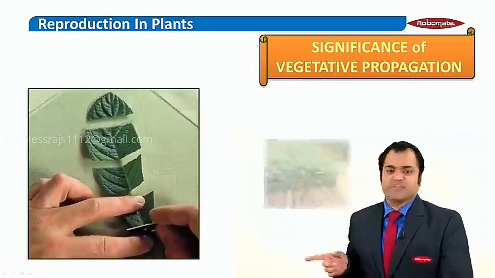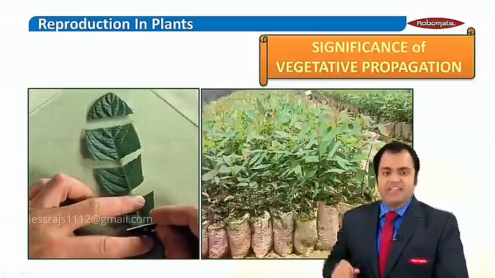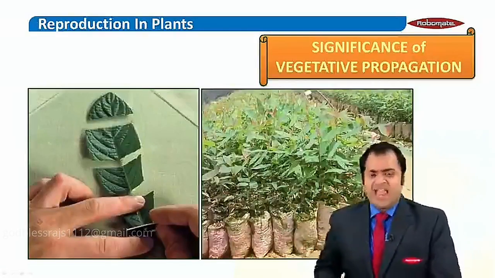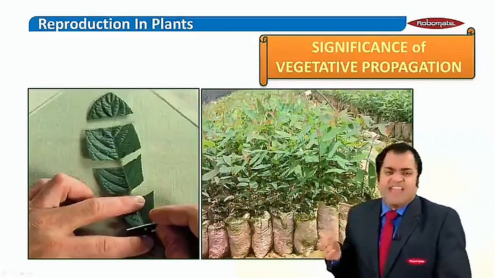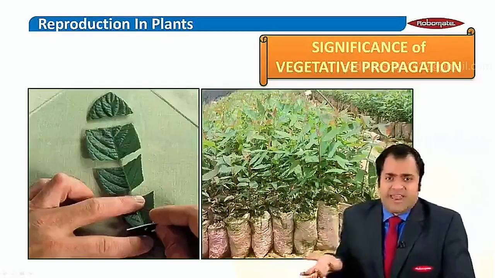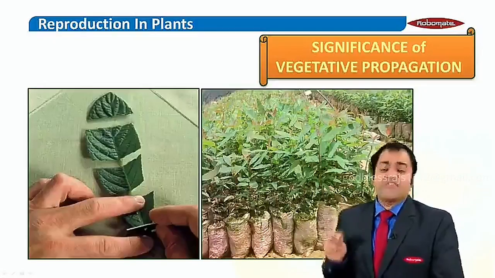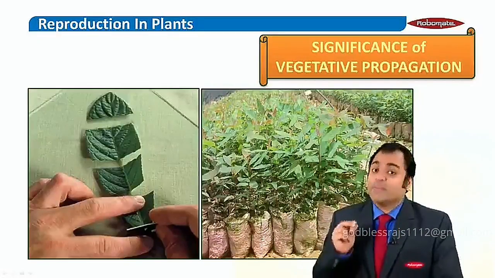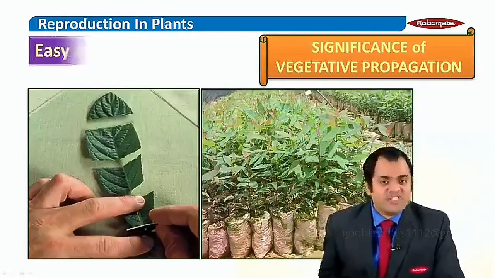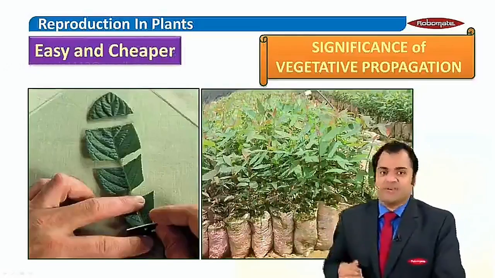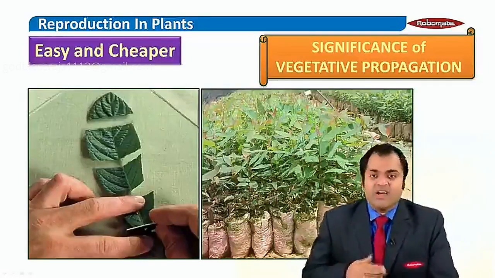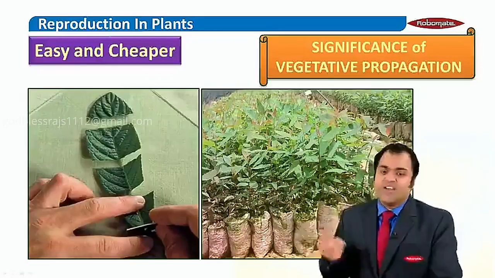Look at this picture. It's a leaf, and there's a cutting of the leaf that we're using for propagation. And right behind me, if you see, you don't really have to buy very expensive stuff, right? Maybe some bags and a little bit of soil from here and there. Is it okay? So the very first point will be that the process of vegetative propagation is easy and cheaper. You don't have to really spend a lot either in time, material, or even labor.